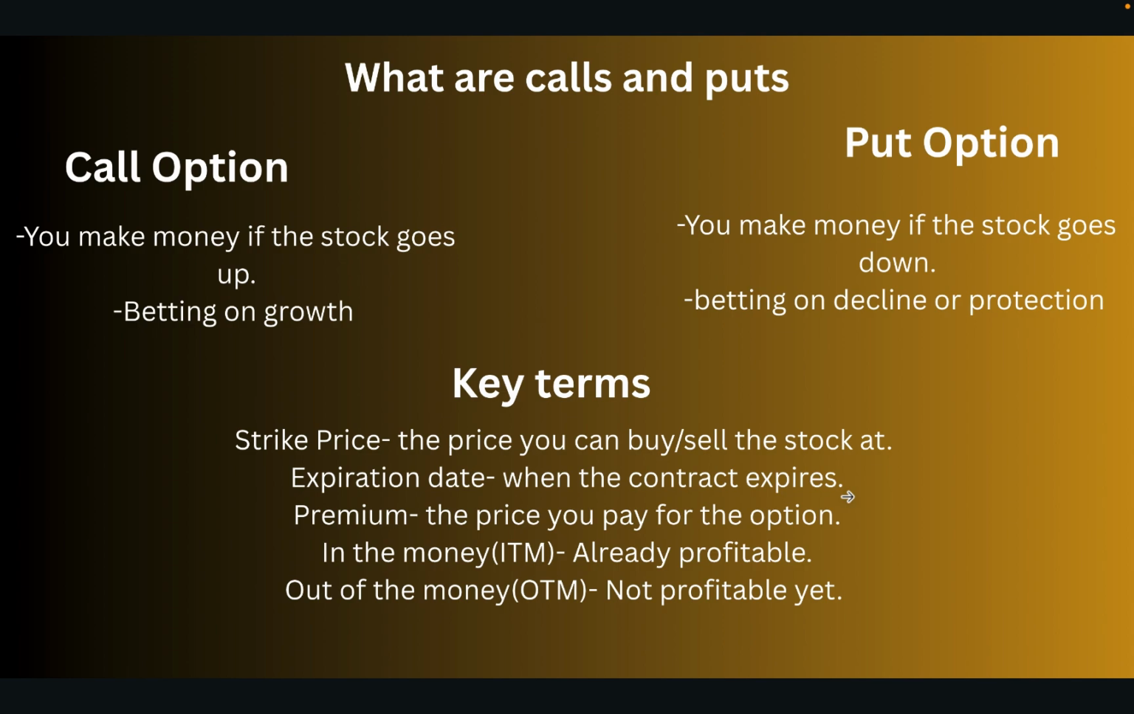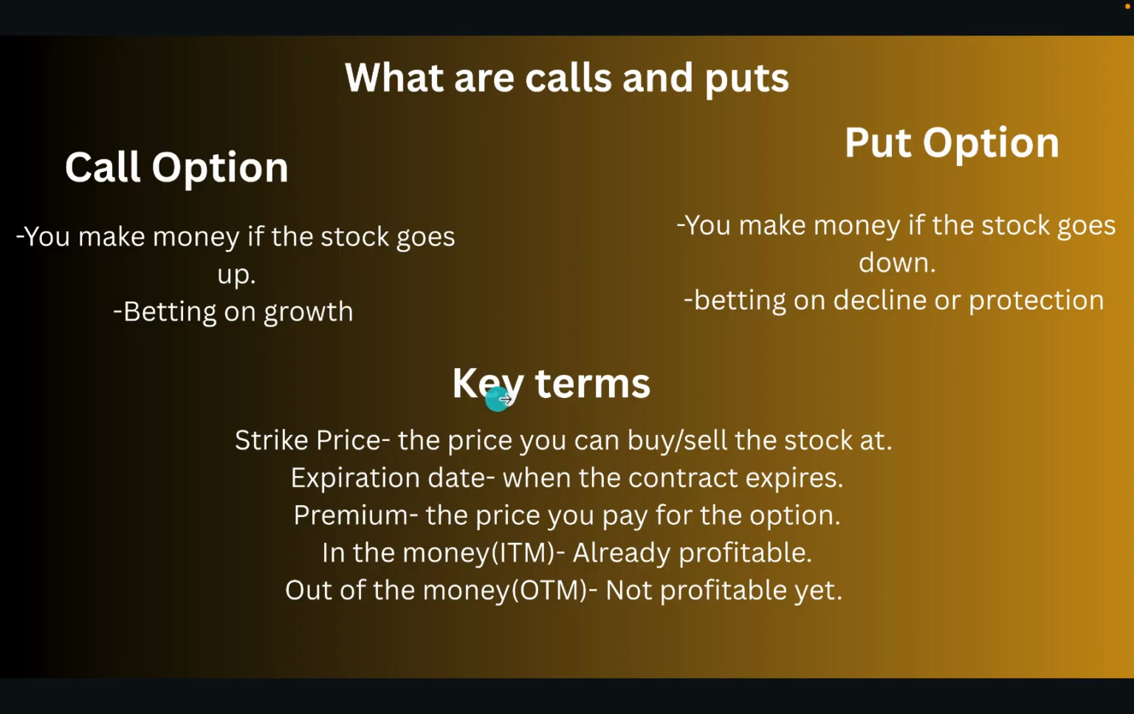Now, what are the two different options you can buy, calls and puts? We first have the call option. With a call option, you make money if the stock goes up, so you're essentially betting on the growth of that stock. Now the put option is the opposite. You make money if the stock goes down, betting on decline or protection.